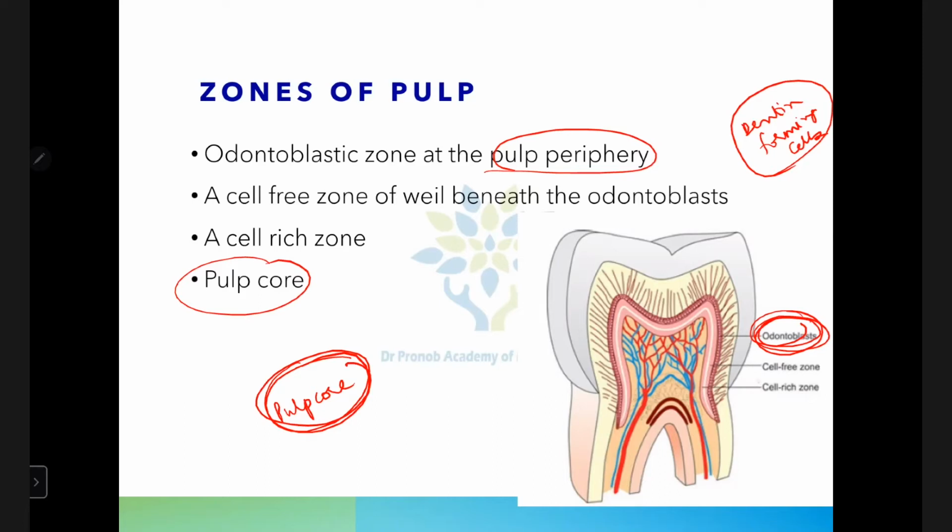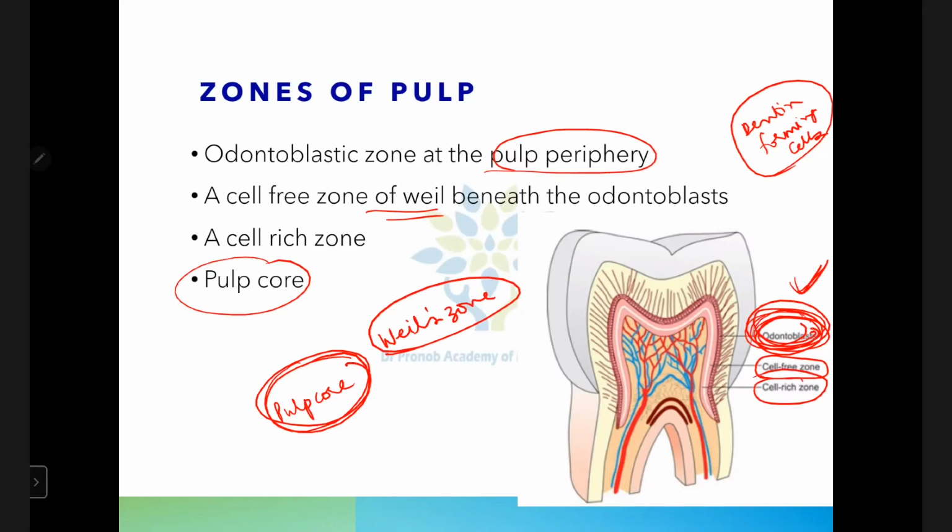The next zone is the cell-free zone, also called Weil's zone. So what is the cell-free zone? It is the space into which the odontoblasts will move in the pulpward direction. Next is the cell-rich zone. So we have the odontoblastic zone, next the cell-free zone, next the cell-rich zone.